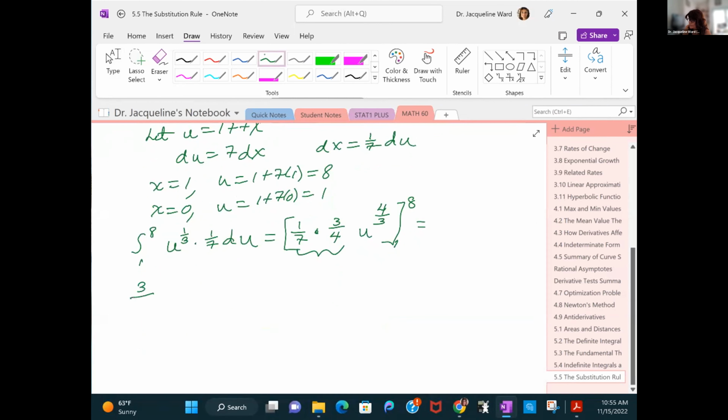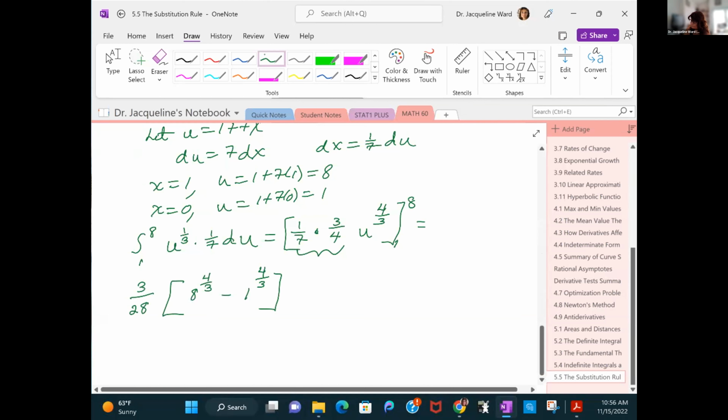So I'm just going to pull that outside, because think about it: you get 3/8 times something with the 8, minus 3/8 times something, right? So the 3/8 is in both, so you can pull that out. And then do 8 to the 4/3 minus 1 to the 4/3. So that's 3/28.